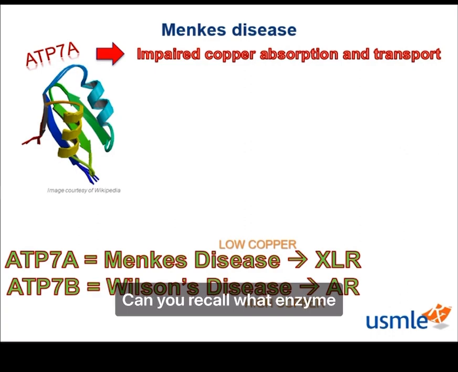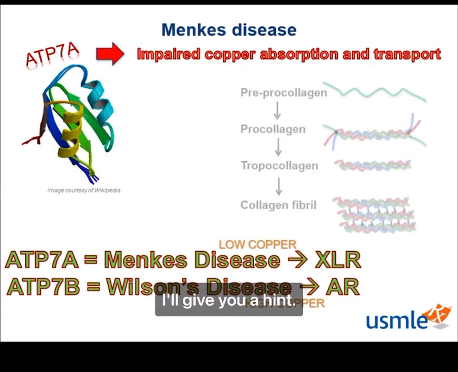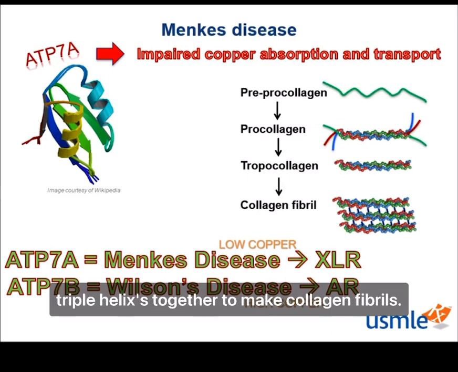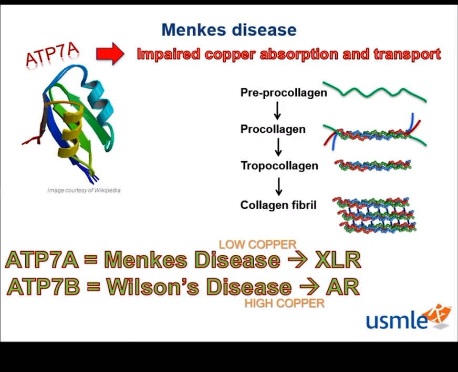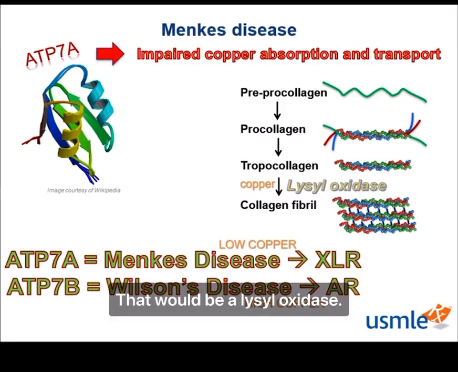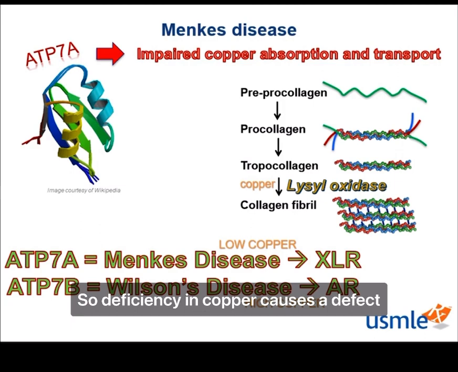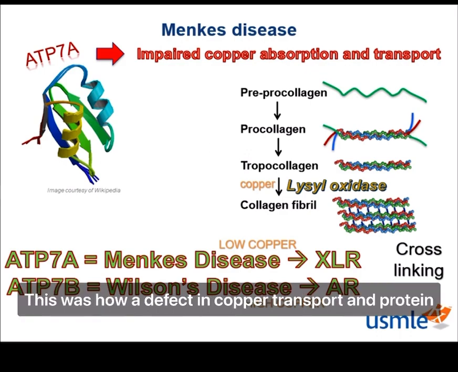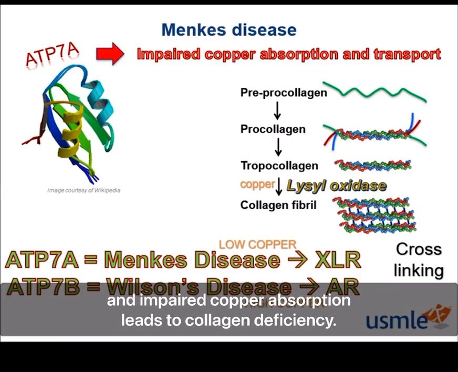Can you recall what enzyme in collagen synthesis requires copper? I'll give you a hint. It's used to cross-link triple collagen helixes together to make collagen fibrils. That would be lysyl oxidase. So deficiency in copper causes a defect in this enzyme, ultimately leading to a defect in cross-linking. This is how a defect in copper transporting protein and impaired copper absorption leads to collagen deficiency.